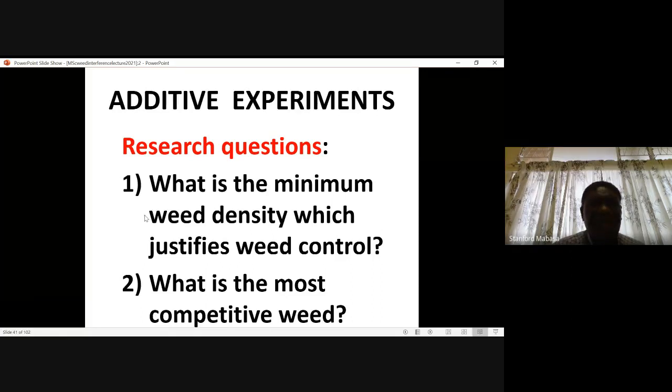We also want to find out the competitive nature of individual weeds. Although we know in a mixture, usually that is the normal thing in a field. But can we differentiate these weeds according to competitive abilities? Maybe if we can do so and feed this information in weed management, we could fine-tune the way we control weeds.